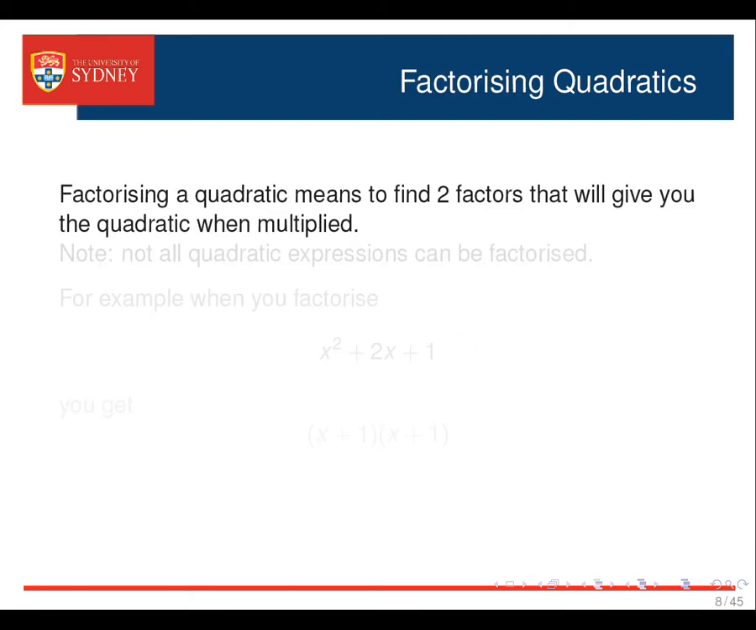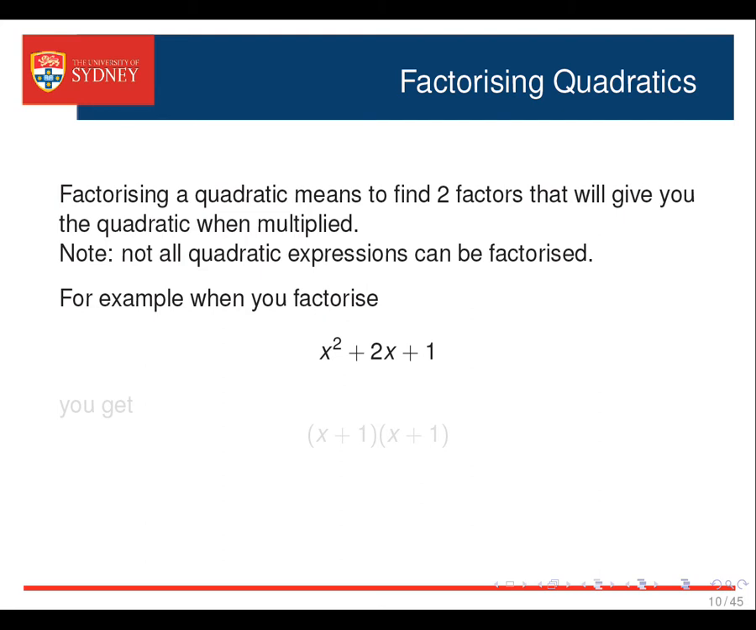Factorizing a quadratic means to find two factors that give you the quadratic when multiplied. Keep in mind that not all quadratics can be factorized. Now, let me give you an example. When you factorize x squared plus 2x plus 1, you get x plus 1 times x plus 1. You can check this by expanding this out. We will show you how to obtain these factorizations in the next few slides.